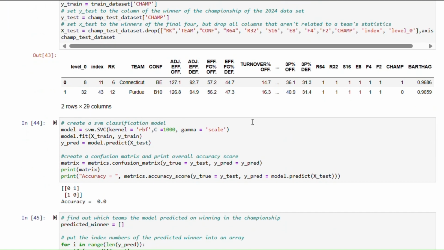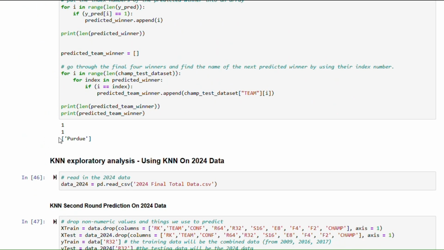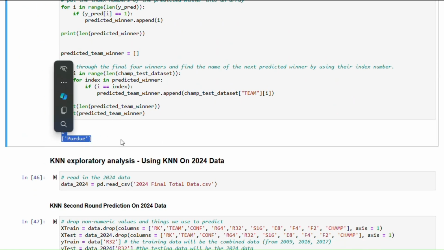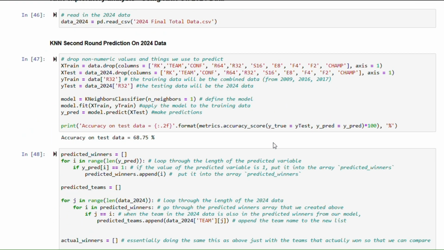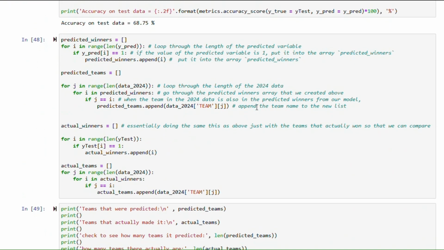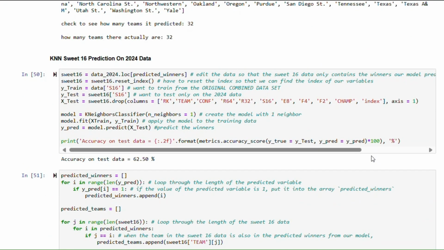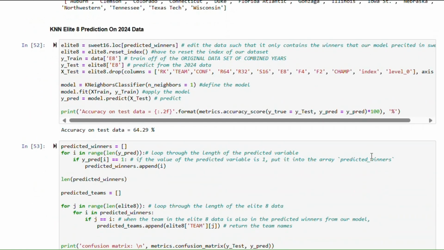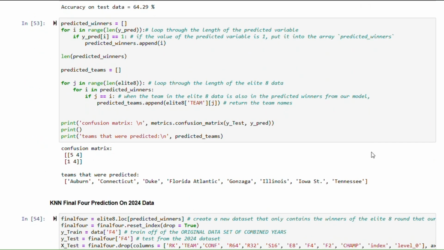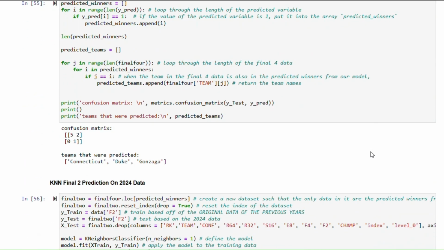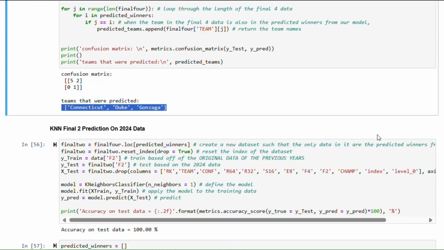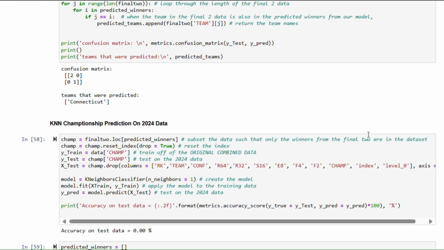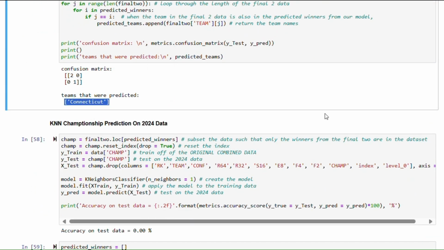The model that predicted the most correct bracket was the SVM model. KNN was super close, but it failed to predict 2 teams for the final 2. KNN was able to predict that UConn would be in the championship, but could not predict a competitor for them. SVM was also able to predict that UConn would be in the championship, and was also able to predict that Purdue would be their competitor, but ended up predicting that Purdue would win overall.